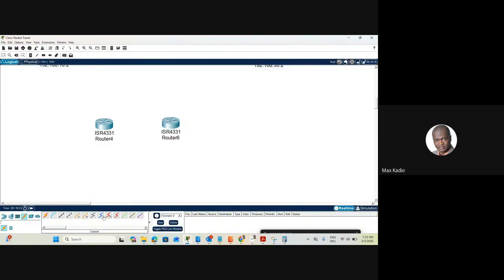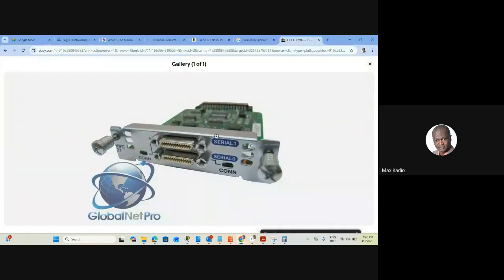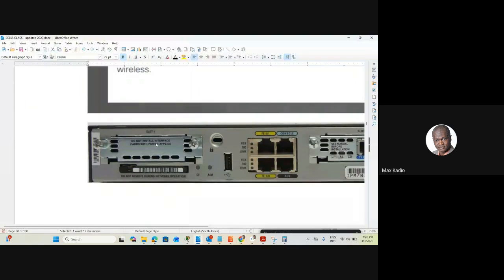Then you can take a serial cable. You can see the name down here, serial. You click on it and select a serial port. You come here, go to the serial port. This is how two routers are interconnected via serial. As a network engineer, it's something you should know. And this is a serial module. You buy it, and you plug it here.